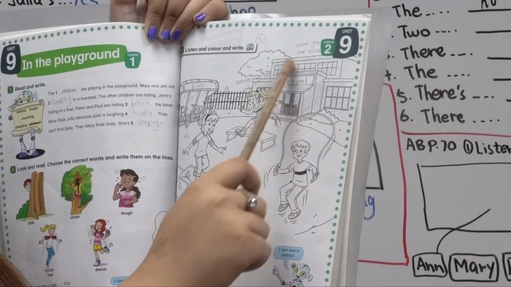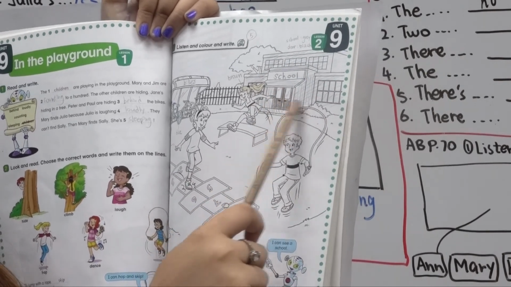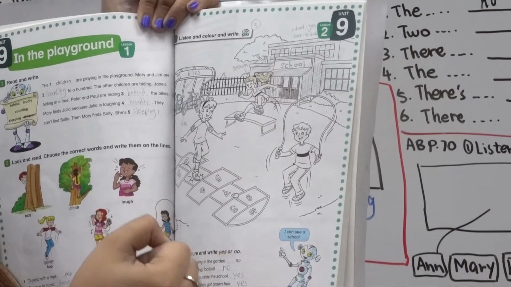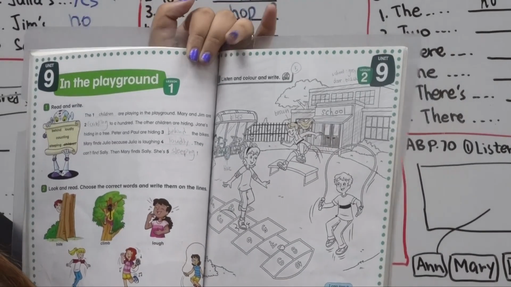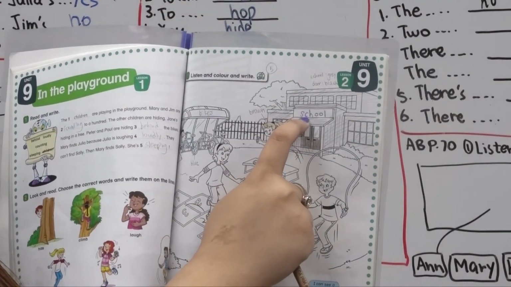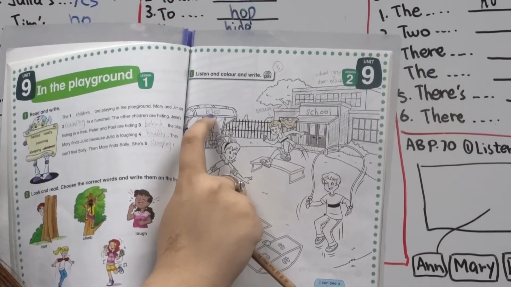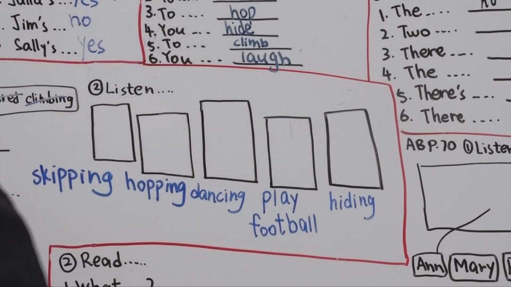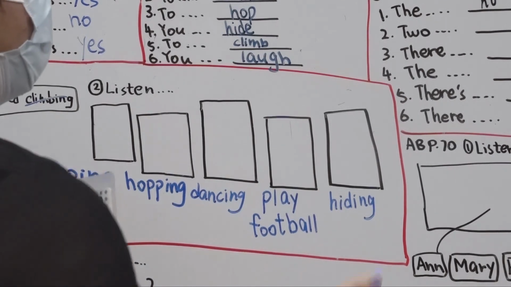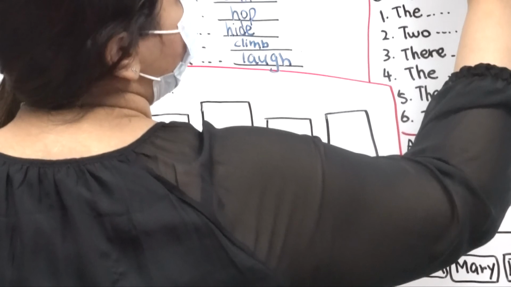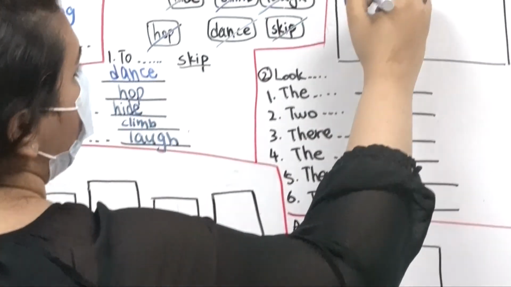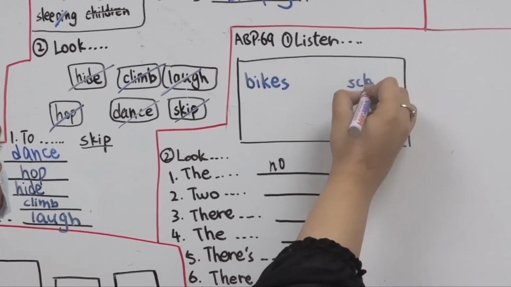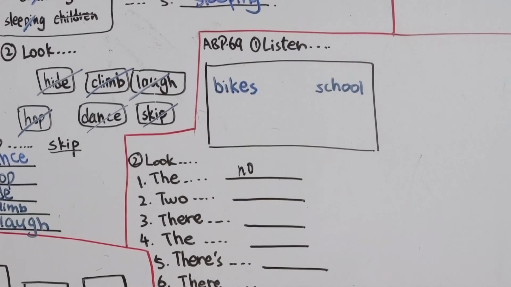And then you should color the school gray, and then you have to color the school's door black, and then you have to write school above here. You have to write school here and then write bikes here. So let me spell it for you if you're not sure about the spelling. So how to spell bikes? Bikes is spelled B-I-K-E-S. Alright, and then school is here. S-C-H-O-O-L.